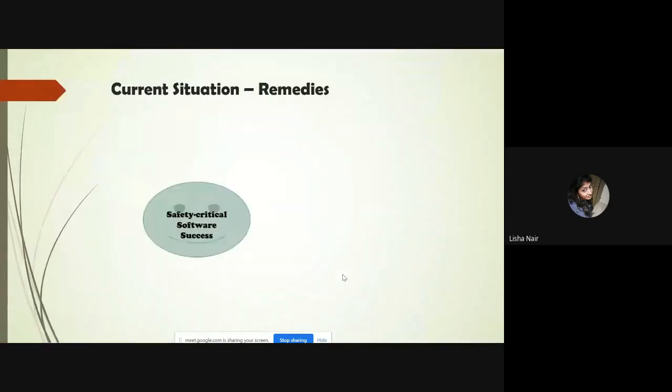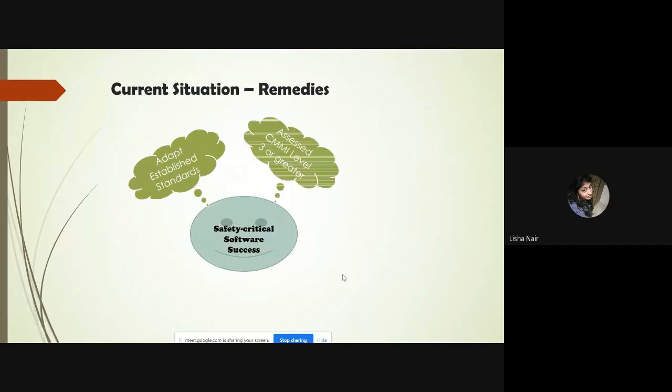What are remedies for the success of the software? Like I told you initially, we have to adapt the established standards. So when we are developing every set of software, we should make sure that we are following the right guideline and developing it. So the standards are essential. Like I showed you in the beginning, the need of certification where you follow certain standards for each industry. Those standards have to be met.